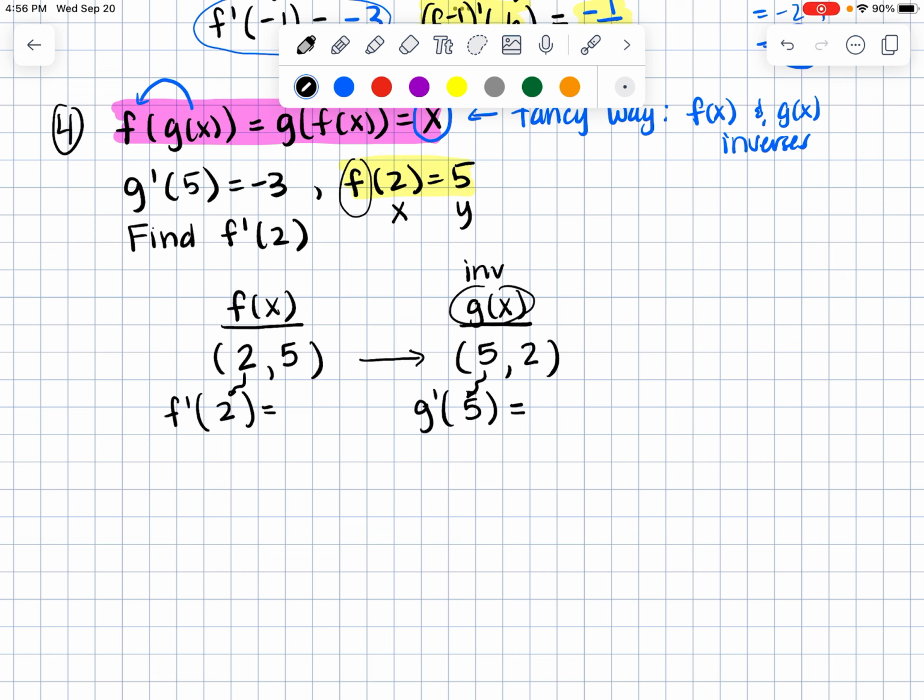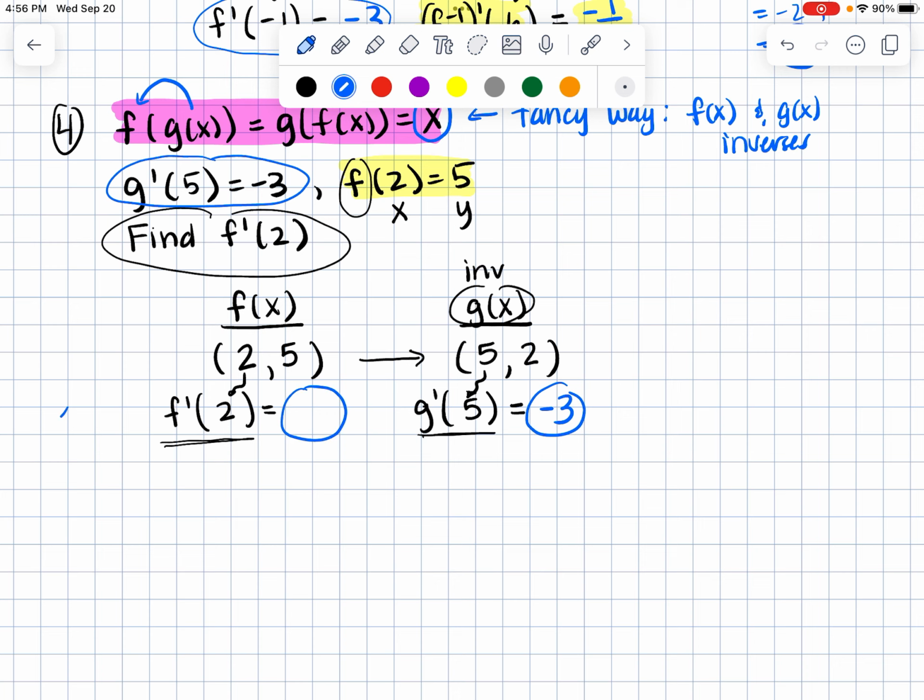Now let's see if we have anything. Do I know what f prime of 2 is? No, sadly, that's what we're looking for. Let's look at the other one. Do I know what g prime of 5 is? Yes, I do. They told me right there. They said g prime of 5 is -3. And how is this number and this number related? Remember, these are the slopes, these are the derivatives. They are reciprocals of each other. So what's the reciprocal of -3? That would be -1/3.